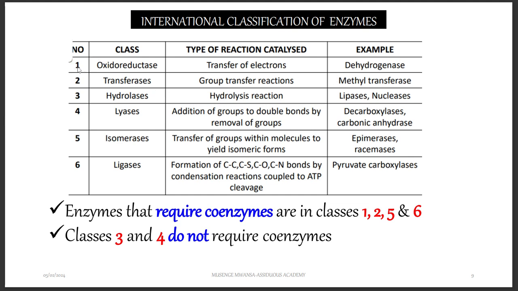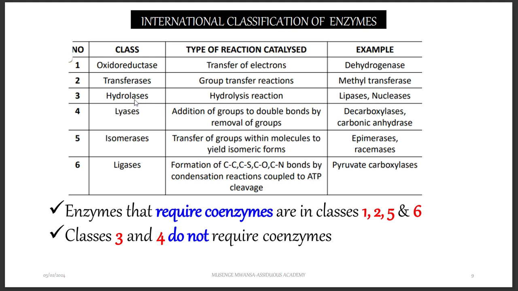So number one, the class here is known as oxidoreductase. So they can ask you, class 1 enzyme is... if you don't know, class 1 is oxidoreductase. You can even get it from the name: oxidation and reduction. So this enzyme is involved in the transfer of electrons. An example is dehydrogenase. And then class 2 enzymes are known as transferases. Even from the word transferase, they transfer groups. For example, methyltransferase.